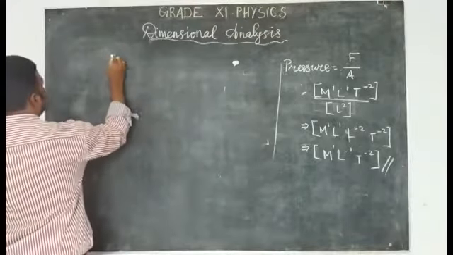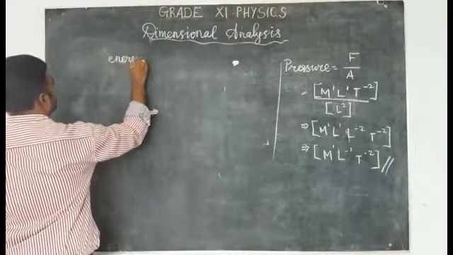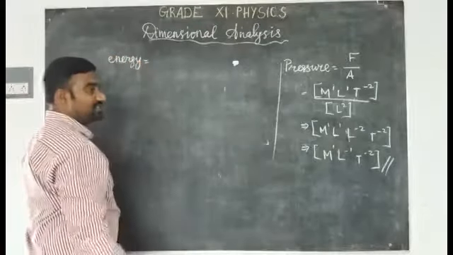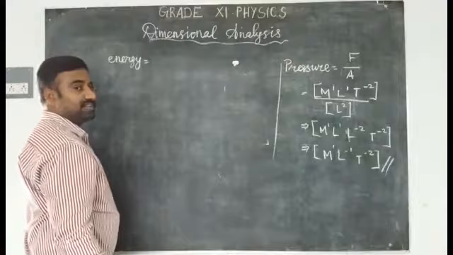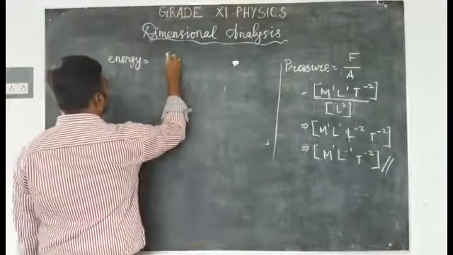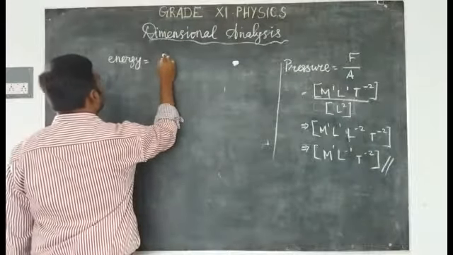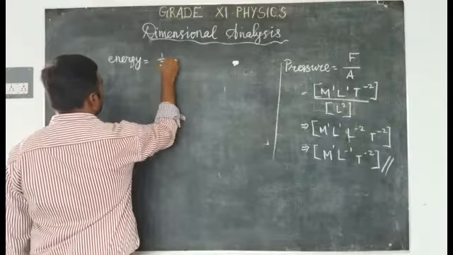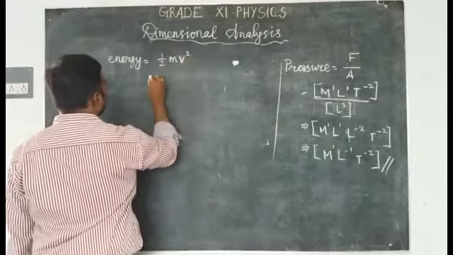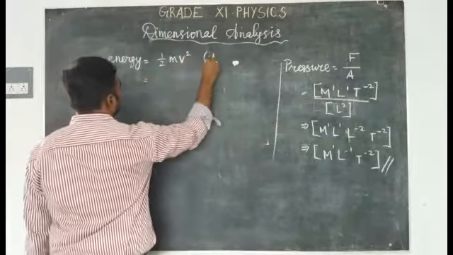We know energy. What is energy? Rate of doing work. So we know kinetic energy and potential energy. Let us consider kinetic energy, half mv square. It is expressed in joule, no?